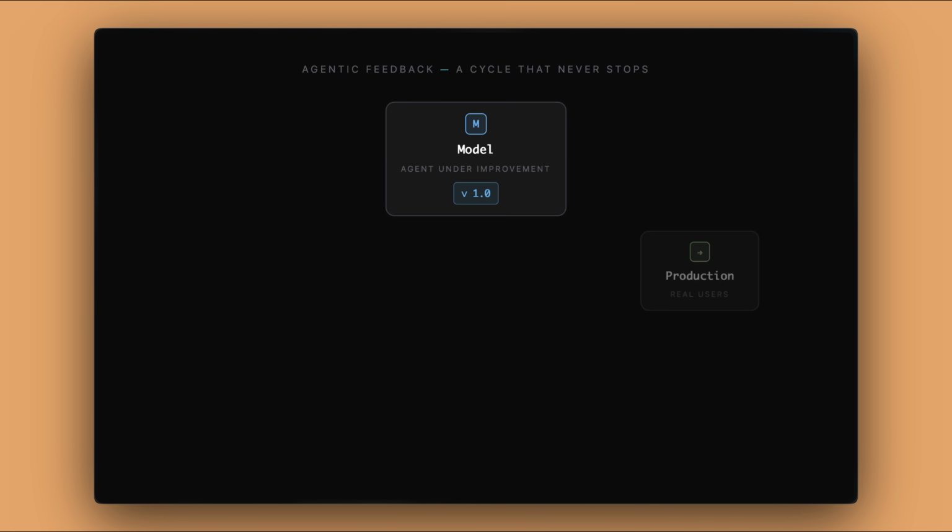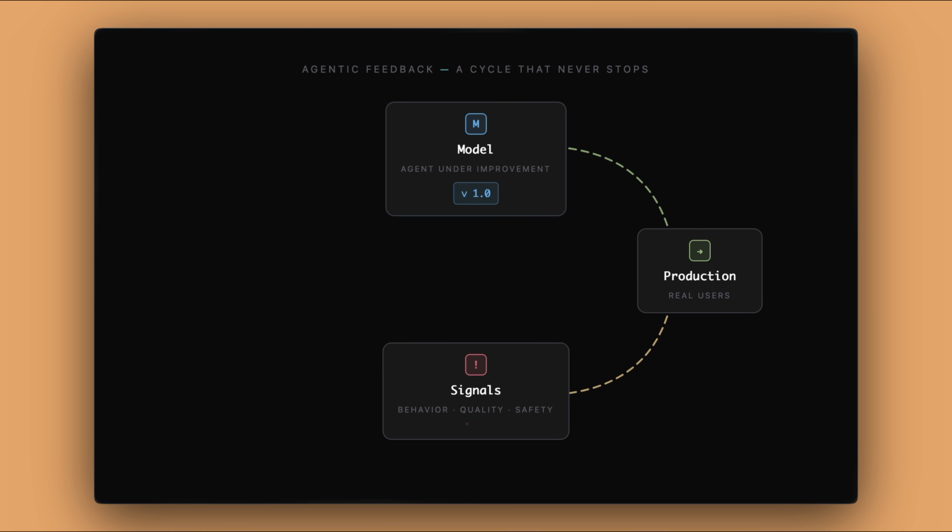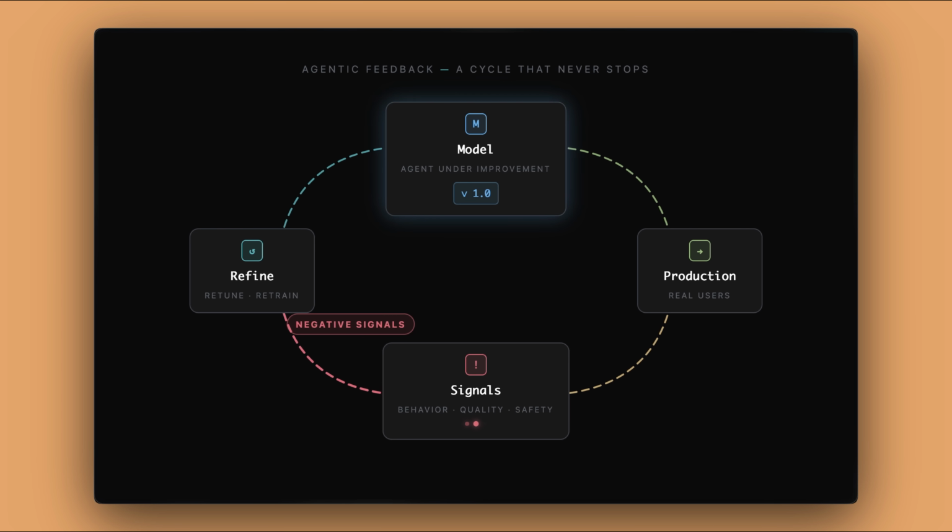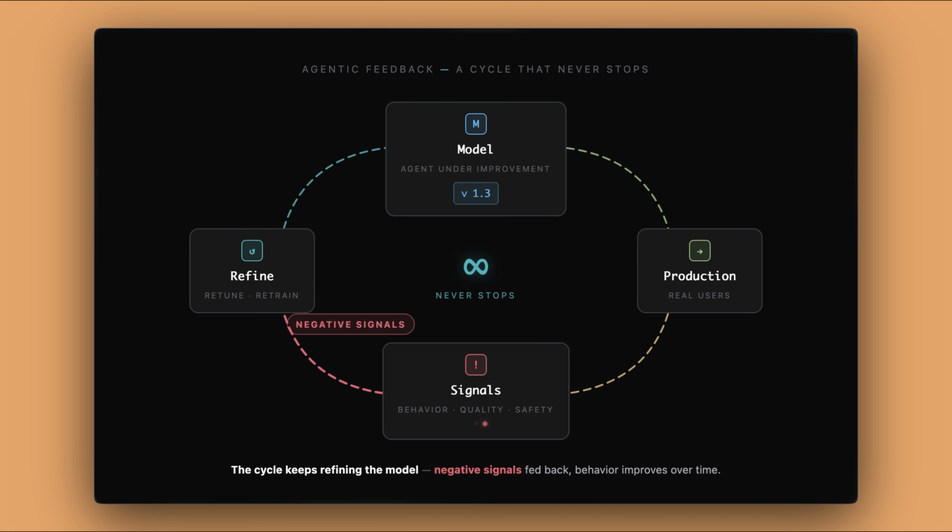With agentic systems, it is quite different because they are based on a continuous improvement process that does not stop at any point. The cycle keeps refining the model, and all negative signals are fed back in so it can improve its behavior over time.